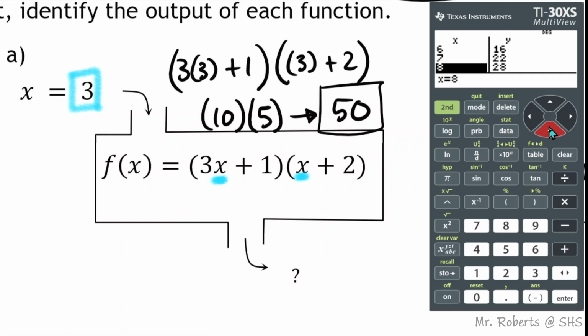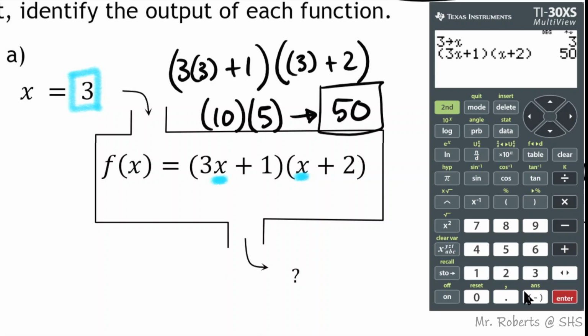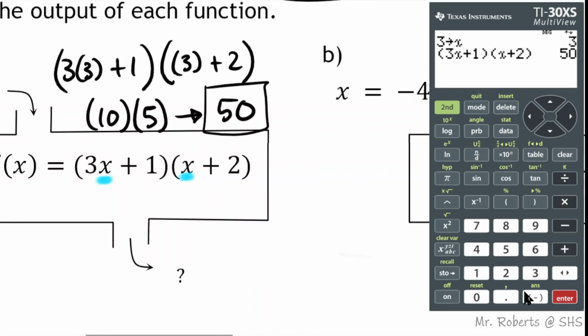I do have ways that I can do this on this particular calculator too that are probably worth knowing about. So if I quit all this, I can say, look, 3, I'm going to store that into x. Now that I've done that, I'm just going to evaluate the following. Open parentheses, 3x plus 1, close parens, open, and I'm going to have an x plus the number 2, close it, and it says 50. I like doing it by hand, but it's nice to see that I could use this calculator to evaluate this also.